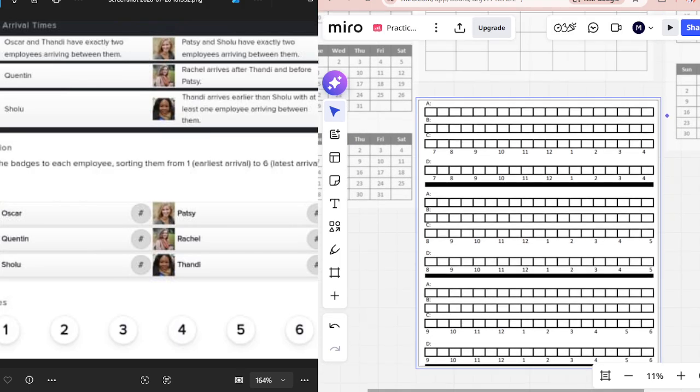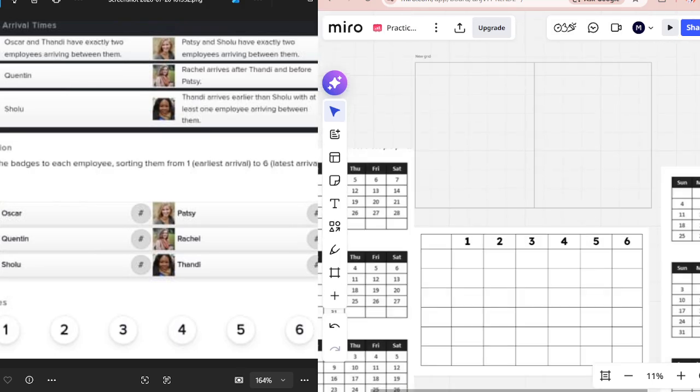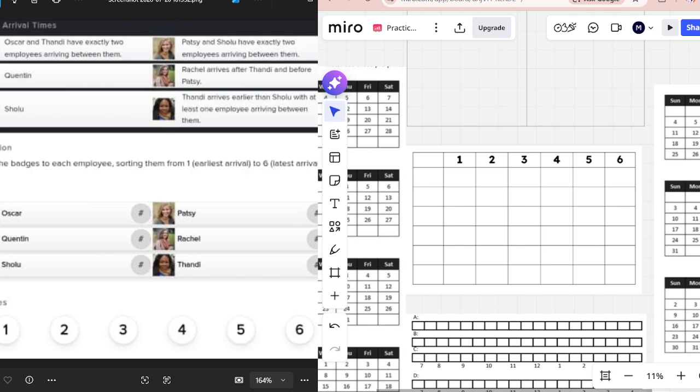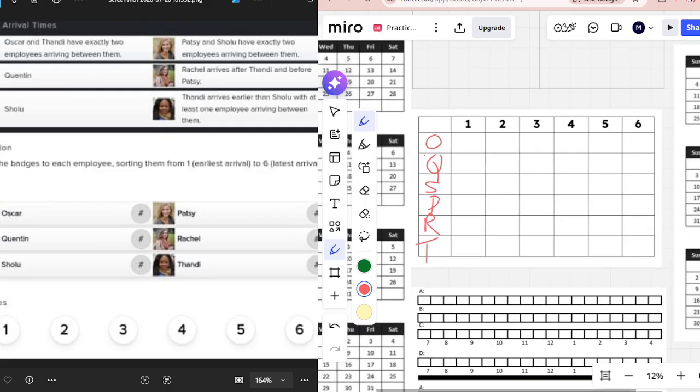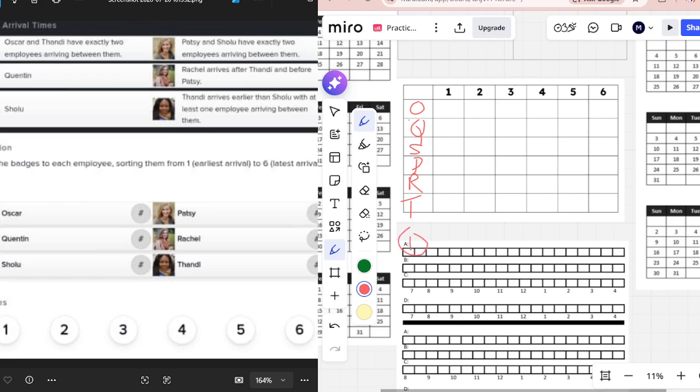For this question, it's an arrangement question as well. So we have Oscar, Quintin, Sholu, Patty, Rachel, and Tandy. First one, they said Oscar and Tandy have 2 people between them. Okay. Number 2, nothing really was said.